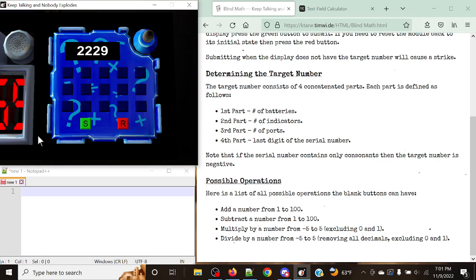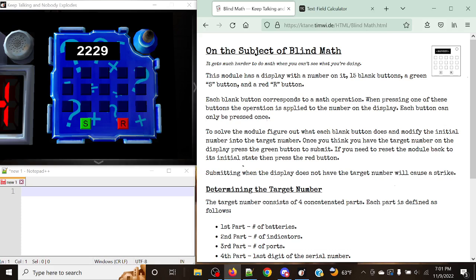Hello there everyone, my name is Crazy Caleb, and welcome to Blind Math. So this is the way the module looks. It's got a bright blue background, it's got a number at the top, it's got a series of 15 different buttons, each of them performing a different operation, and we have a submit, a release, and a reset button. In this case, we're going to be trying to figure out what each of these buttons actually does to the number at the top here. This is why this is called blind math, because you don't exactly know what each of these buttons are actually going to do.